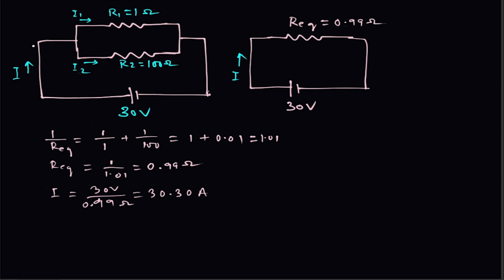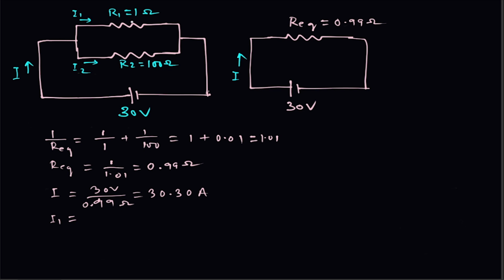Now this current I in the main branch, it will divide between these two branches, I1 and I2. Now we have to calculate I1 and I2. What should be their values? Now you can see that these two resistances are connected across this voltage source directly. So voltage across this resistance R1 is 30 volt. Also the voltage across this resistance R2 is 30 volt.